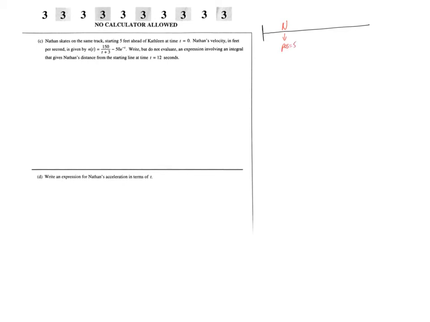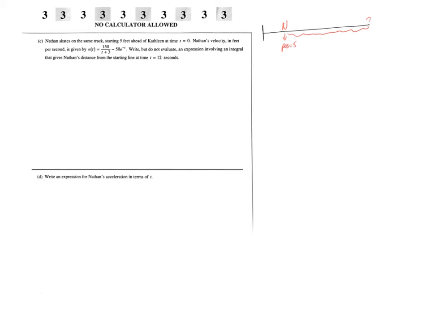So they're probably going to say, where is he after a certain amount of time? And now we read the question. His velocity is given, and it says, write but do not evaluate an expression involving an integral that gives Nathan's distance from the starting line at time equal to 12. So basically, he starts here at 5, and then for 12 seconds he's going to go. If we can just find the net change in his position from time 0 to time 12, that's going to give us how far this red squiggly line is. And so all we have to do is add 5 to that, and that'll be how far he is from the starting line.